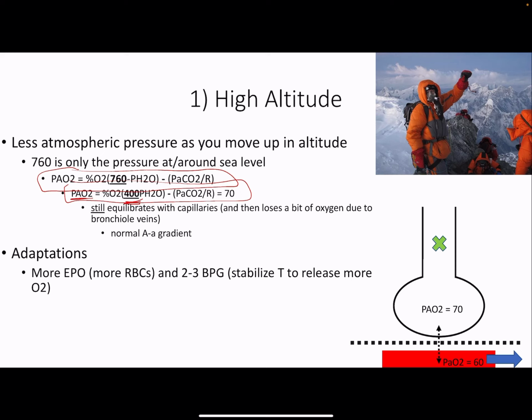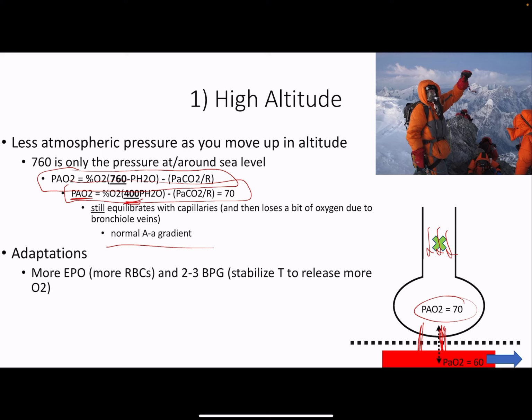Having said that, you can still equilibrate with the capillaries perfectly fine. So that's why we have a normal AA gradient. In other words, it's a 70 because we have trouble getting oxygen in. Why? Because there's little oxygen in the atmosphere. But you can diffuse perfectly fine. Notice this is PaO2. So, 70 would be 70 once it equilibrates. But remember that the bronchial vein might dilute it a little bit, and so maybe it'll be something like 60.